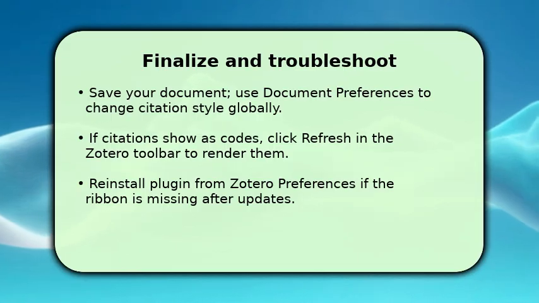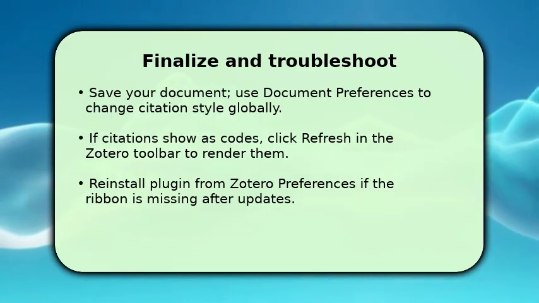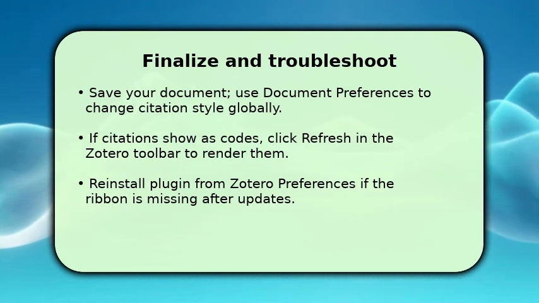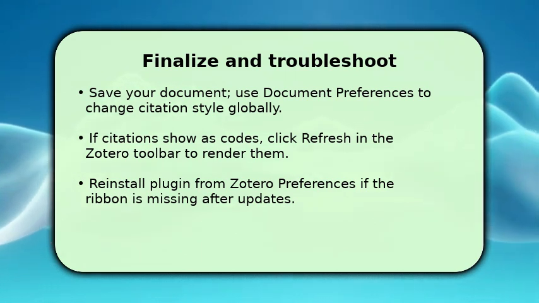If the Zotero ribbon disappears after an update, close Word. Reinstall the Word plugin from Zotero Preferences, and then reopen Word to restore functionality.